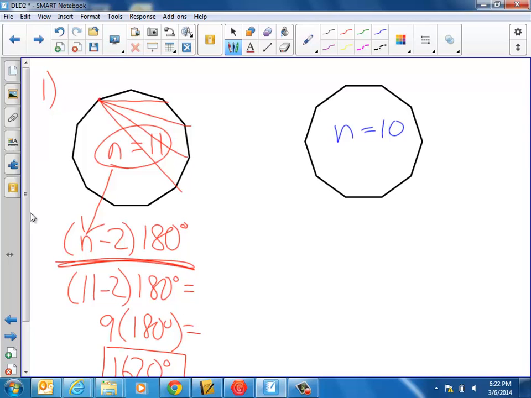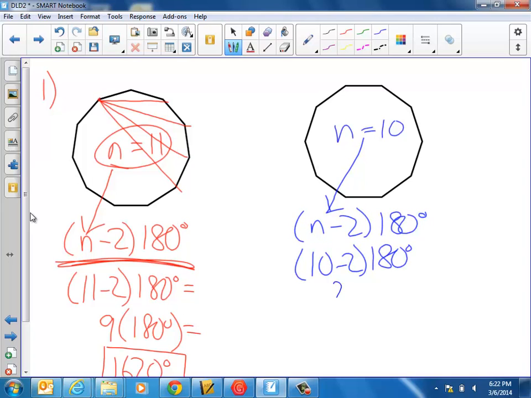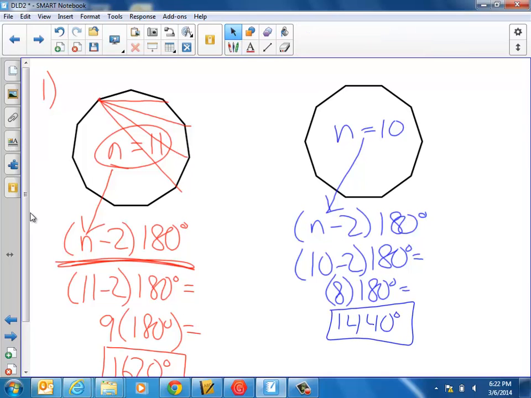n equals 10. So we'll just plug the 10 into the (n minus 2) times 180 degrees right here. So we have (10 minus 2) times 180 degrees, which is 8 times 180 degrees, or what would that be? 1440 degrees. No big deal. And there you go. That's an important idea.